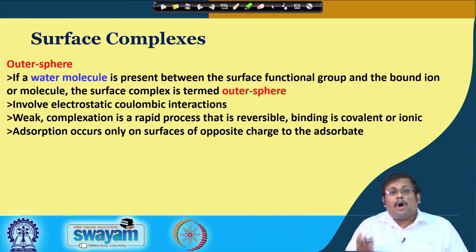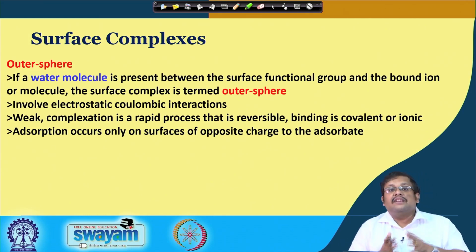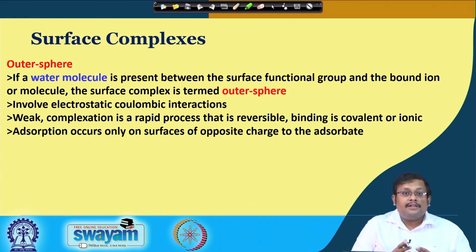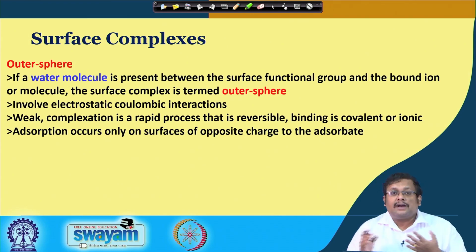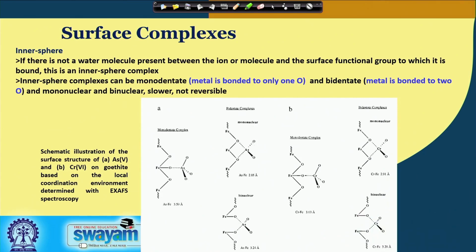Now, talking about outer sphere complexes, we all know that if a water molecule is present between the surface functional groups and the bound ion or molecule, the surface complex is termed outer sphere. Remember, this outer sphere complex involves electrostatic Coulombic interactions. These outer sphere complexes are weak as compared to inner sphere complexes, and complexation is a rapid process that is reversible, and binding is basically ionic. Adsorption occurs only on surfaces of opposite charge to the adsorbate. Obviously, this type of adsorption can occur between opposite charges.